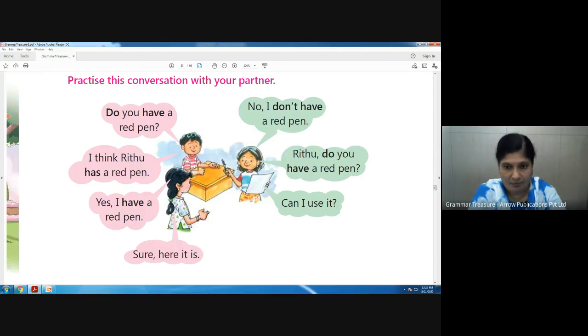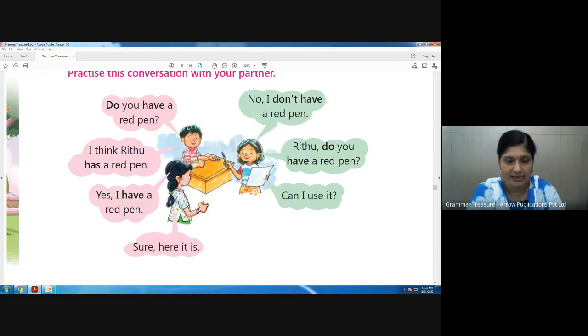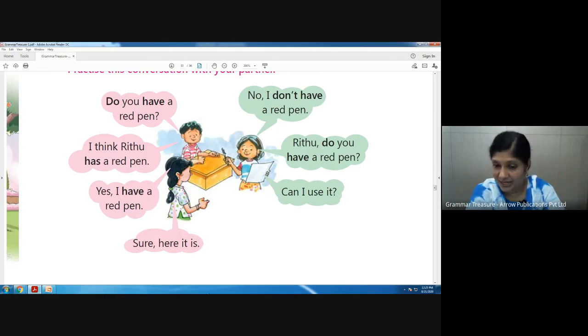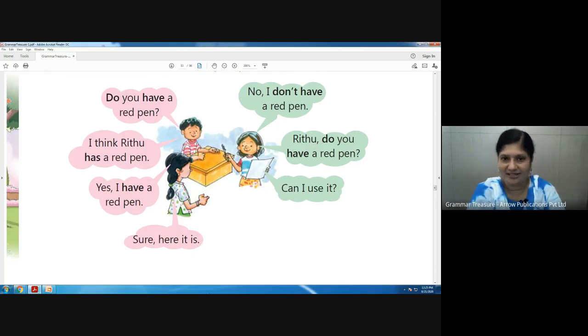Do you have a red pen? No, I don't have a red pen. I think Ritu has a red pen. Ritu, do you have a red pen? Yes, I have a red pen. Can I use it? Sure, here it is.